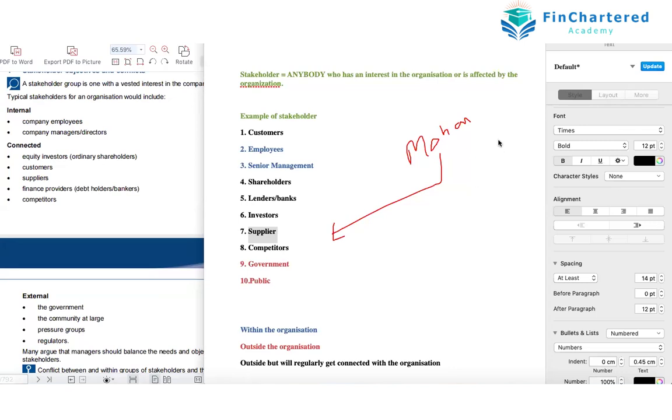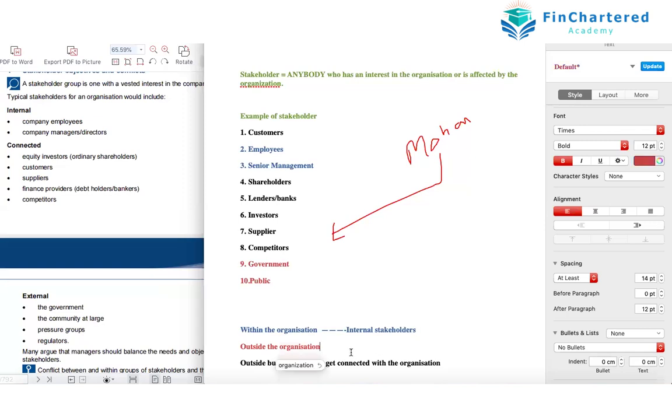And I've marked it properly. The ones who are blue, they are within the organization, and for that reason are known as internal stakeholders, because they are within the organization, in internal. Right? And I've marked the examples in blue: employees and senior management.